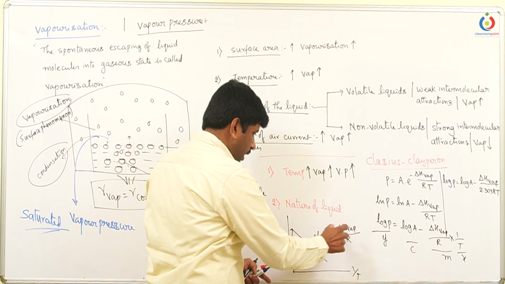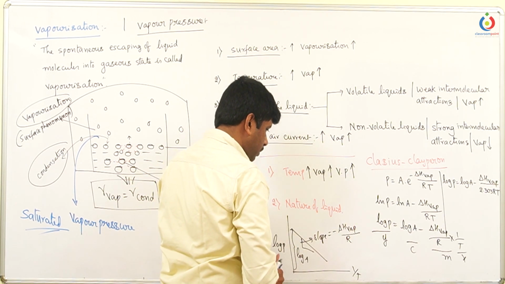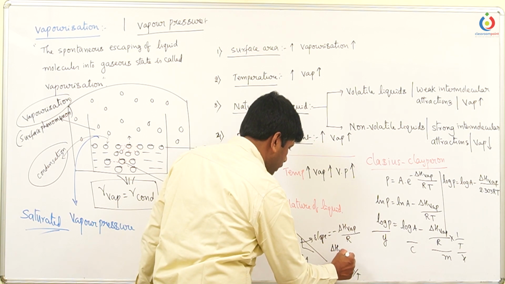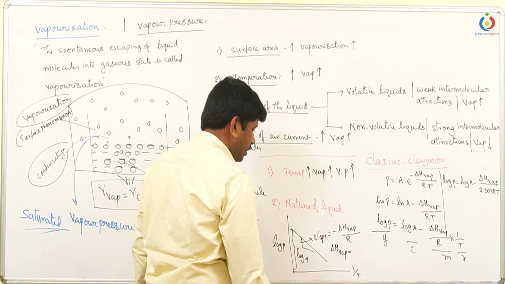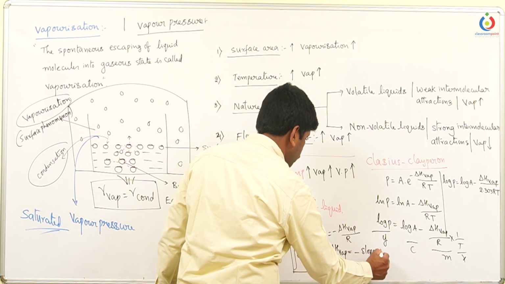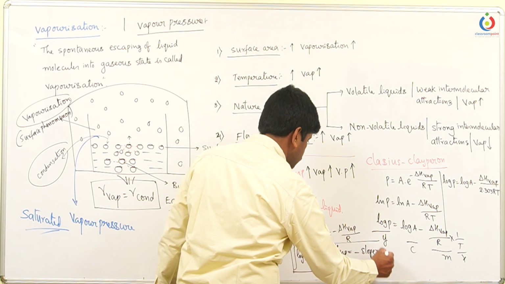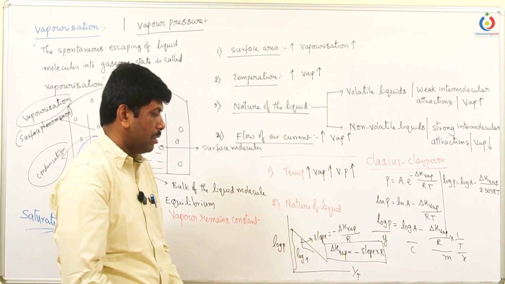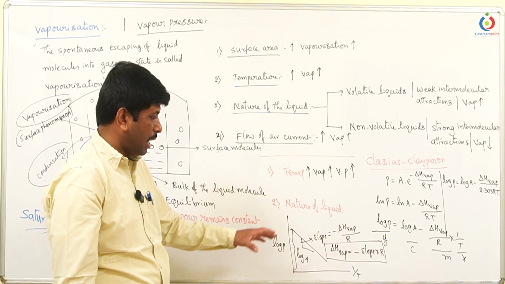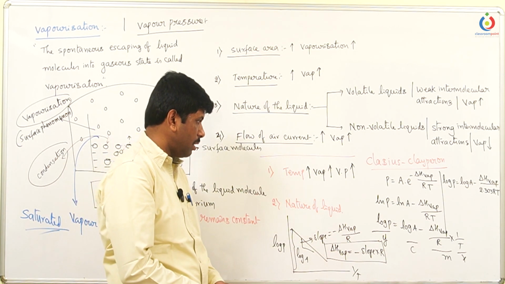So if you want to get delta H, the amount of enthalpy of evaporation can also be calculated from this slope. Delta H evaporation is equal to minus slope into the universal gas constant. So the enthalpy of evaporation, meaning the energy required for evaporation, can also be calculated using this particular formula.